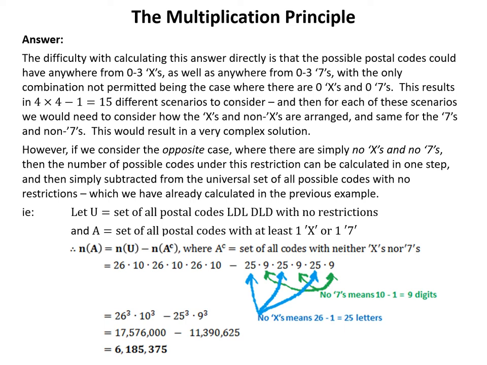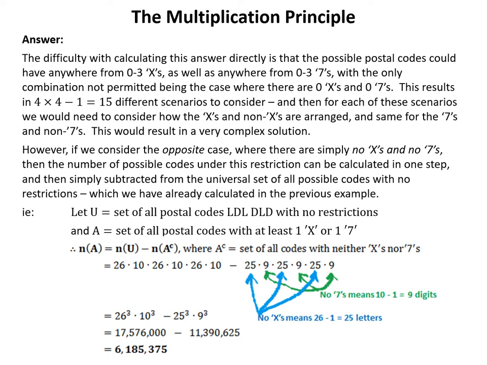So what this actually results in is a situation where there are four possibilities from 0 to 3 X's, four different scenarios, and four scenarios for 0 to 3 7's. So that's 16, minus the one case we're not allowed to have, which is where we have both zero X's and zero 7's. So we actually have 16 minus 1, or 15 different scenarios to consider.